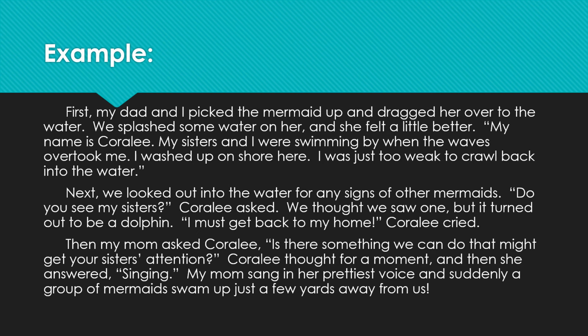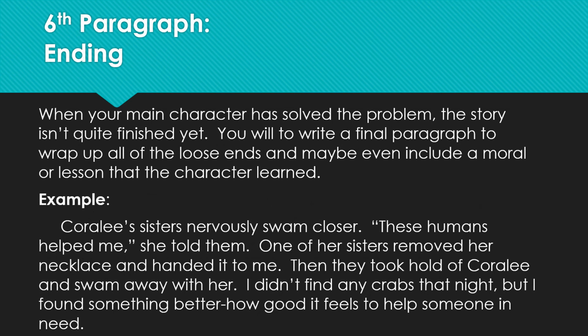Now here, we see that it's building up. They tried an attempt to reach her family or to get their attention, but the first time didn't quite work. They thought that they saw signs of life within the water, but it turned out to be a dolphin. Then when they asked Coralie how they could get their attention, they started singing, and now appears her family. So there we have the solution to the problem. Now let's look at how the story ended.